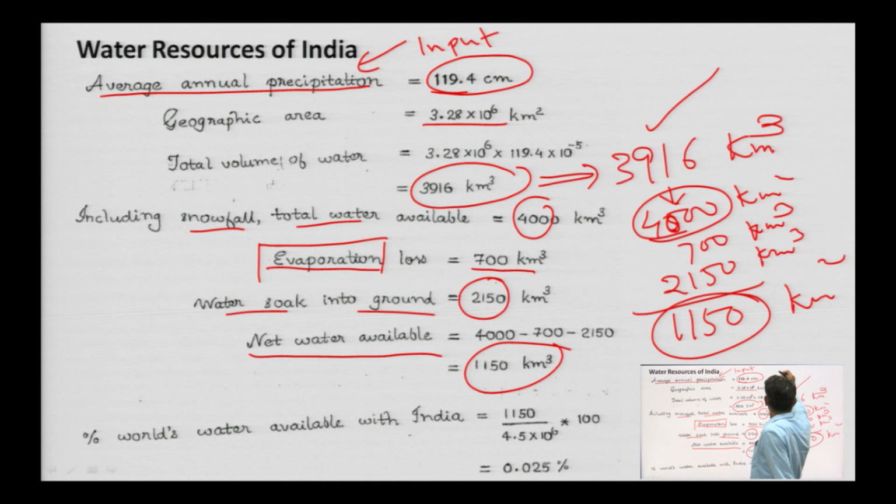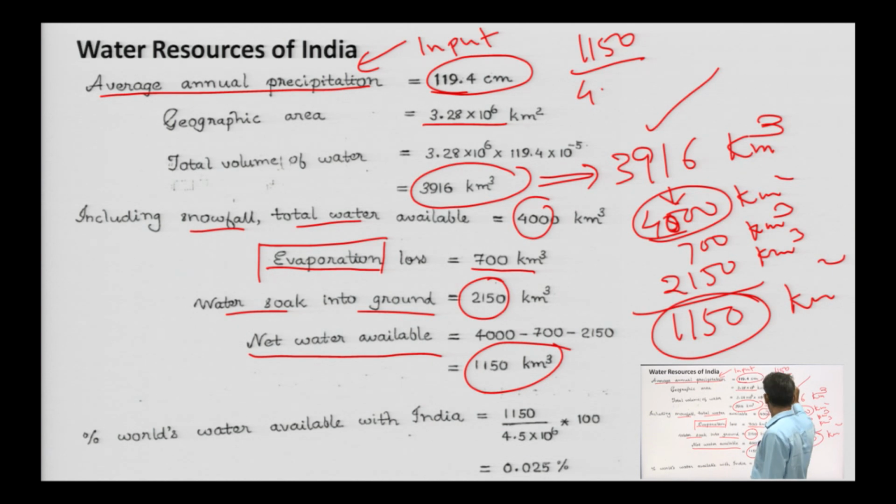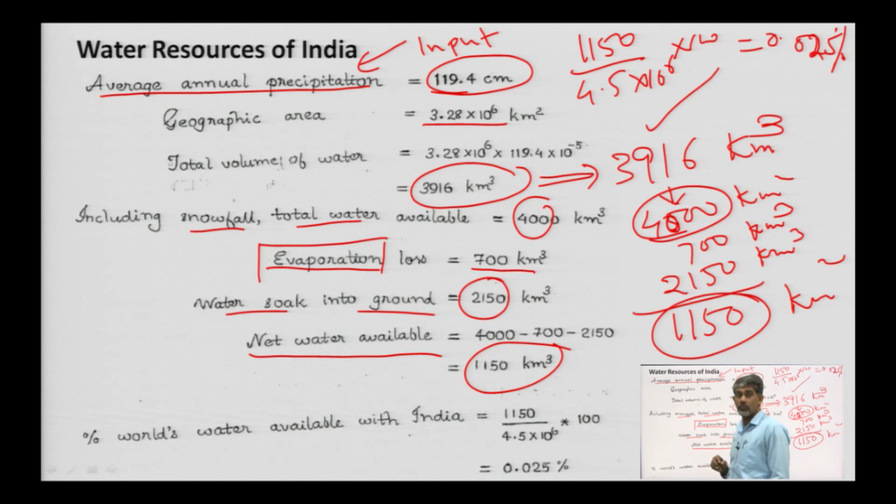It will be 1150 divided by the total worldwide. Worldwide it is, yeah, this one, 4.5 into 10 to the power 6, into 100. So, it comes to be 0.025%. 0.025% is the water available within India.